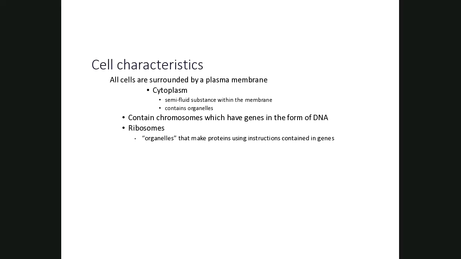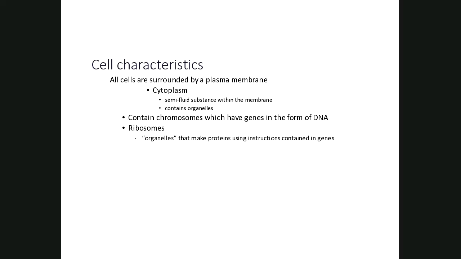So what we're going to do now is a kind of tour de cell, if you will, and we're going to start looking at the characteristics of different cell types. What we know is that all cells are surrounded by a plasma membrane that has cytoplasm, which is a semi-fluid substance, and those cells contain organelles. We're actually going to take a look at those specific organelles.